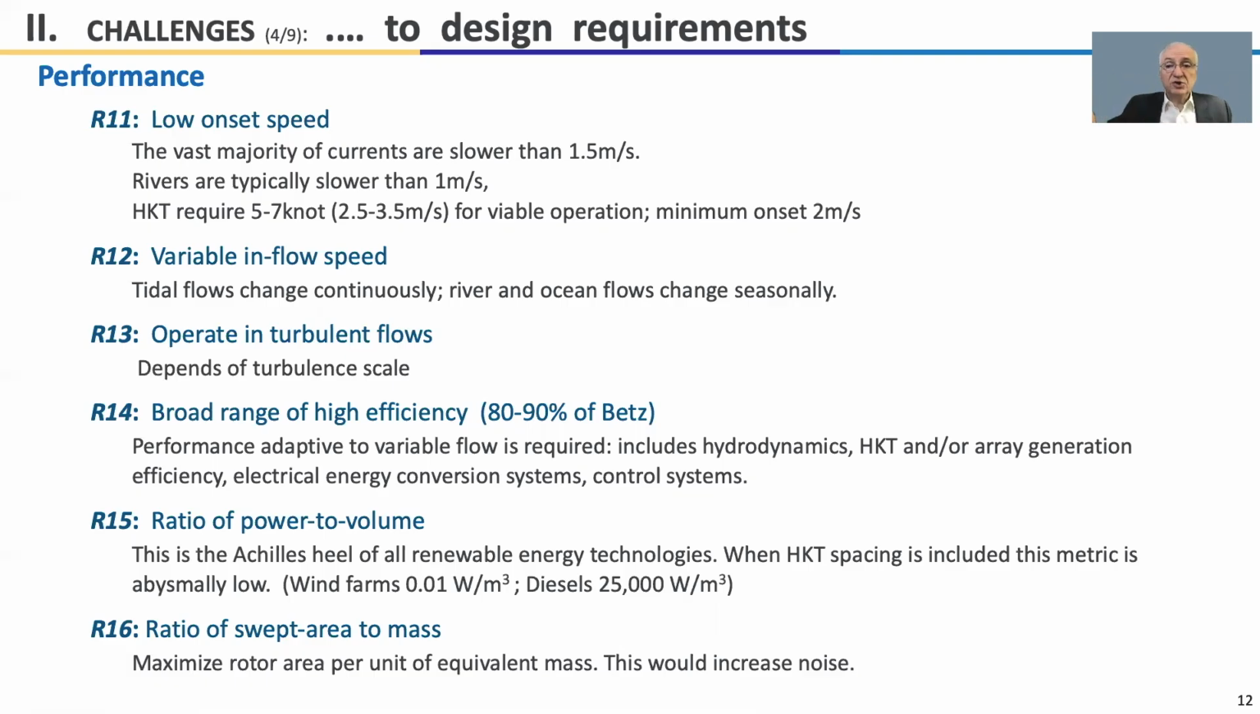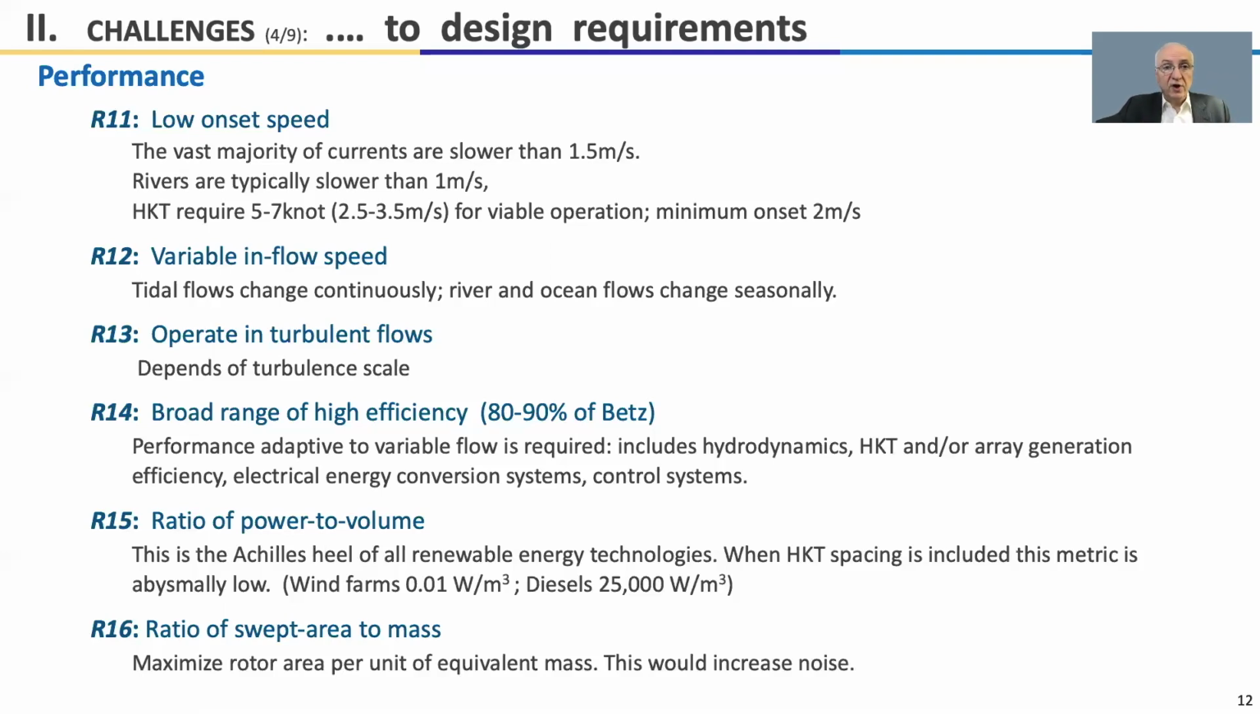Then, because of the change of velocity, we need a broad range of high efficiency. Basically reach 80% to 90% of the Betz limit in order to have a viable system. And we have two important metrics. One is a 3-dimensional, the other is a 2-dimensional. The 3-dimensional is power to volume. This is the Achilles heel of all renewable energy technologies.